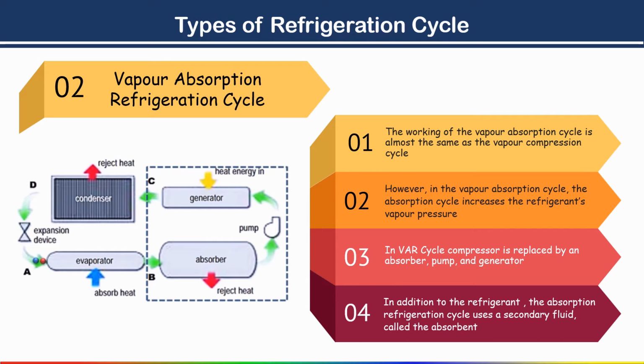So in addition to the refrigerant, the absorption refrigeration cycle uses a secondary fluid called an absorbent. Now maybe you are thinking, what is the main difference between the vapor compression and vapor absorption refrigeration cycle? So remember, in the vapor absorption cycle, in place of the compressor we are using an absorber, generator and pump, and in the vapor absorption cycle we use refrigerant plus absorbent.